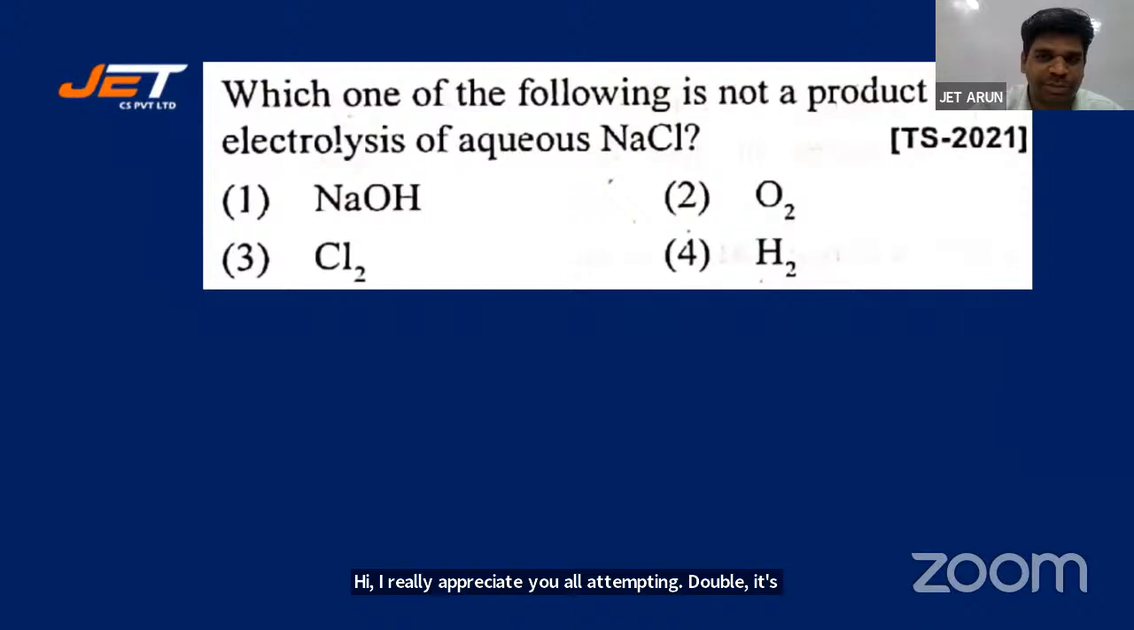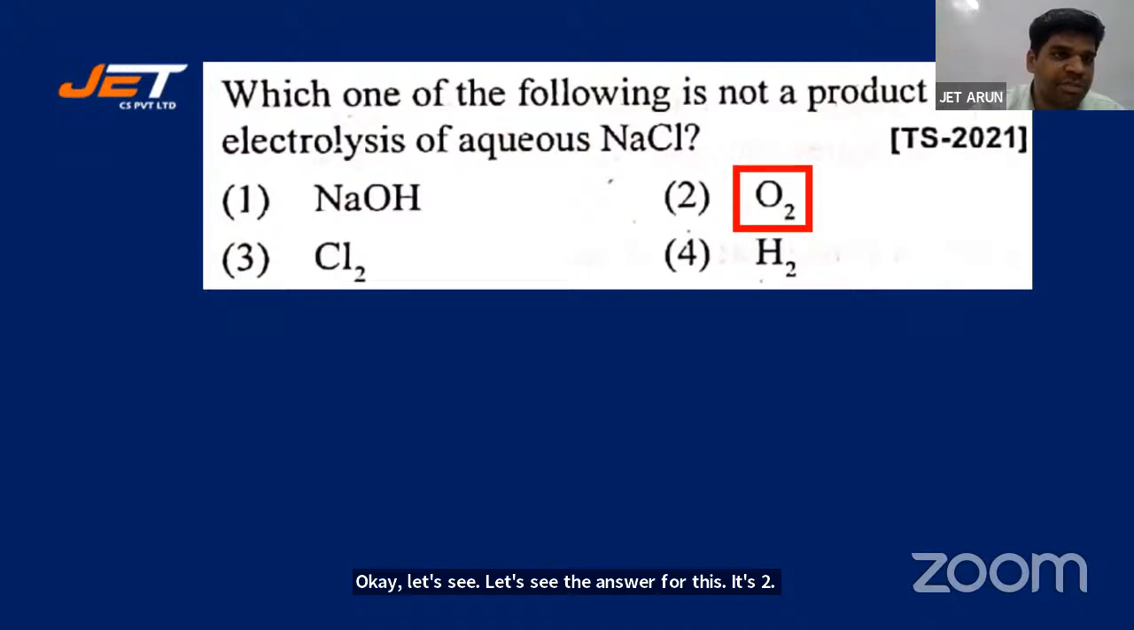Okay, let's see the answer, students. It's 2. 2 is absolutely right. Sai Charan, Sindhuja, Sriram, Chaitanya, Shruti.